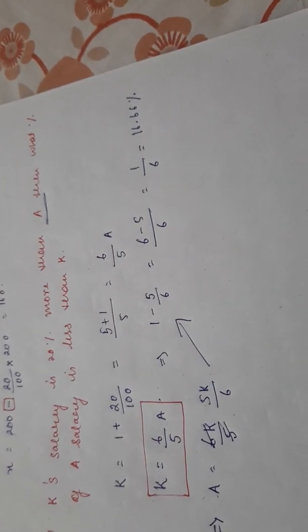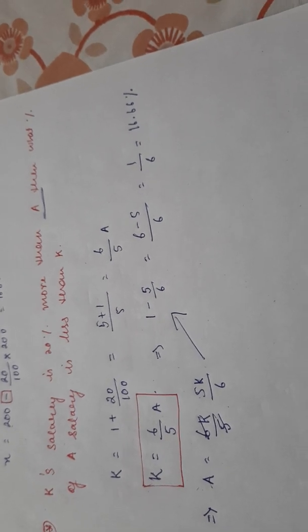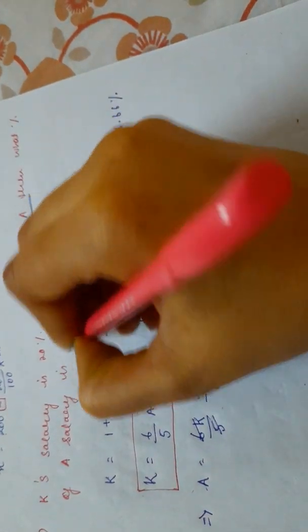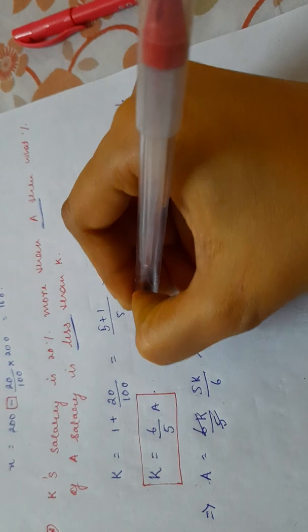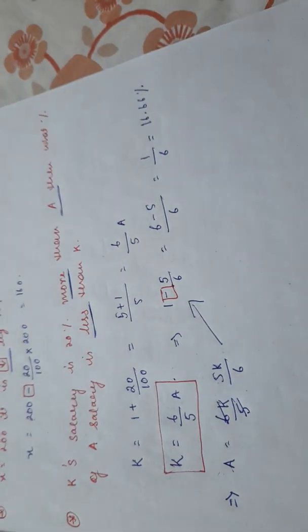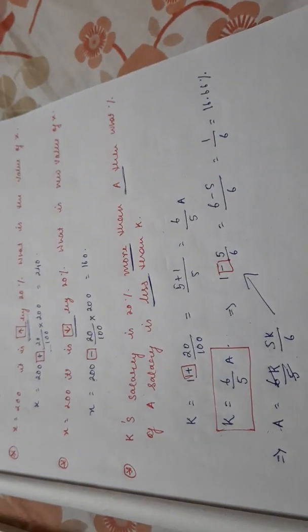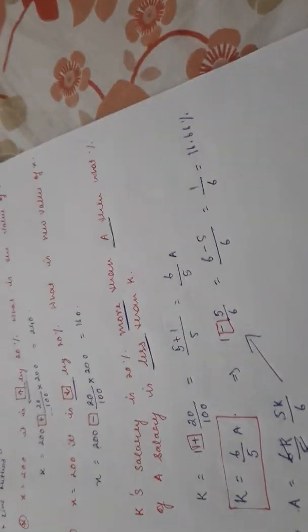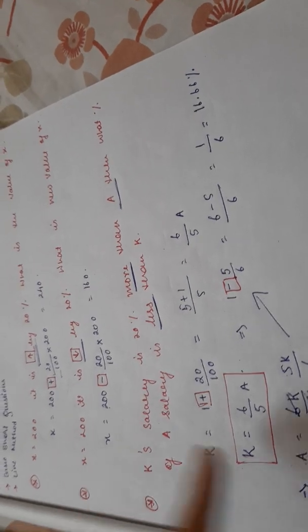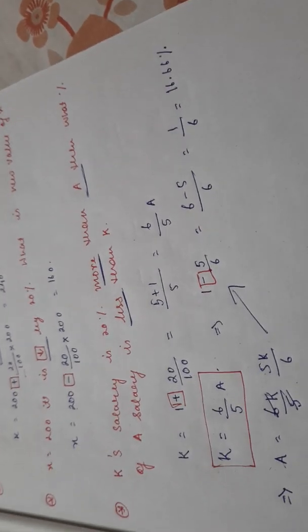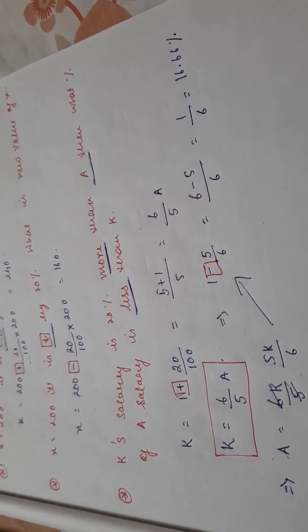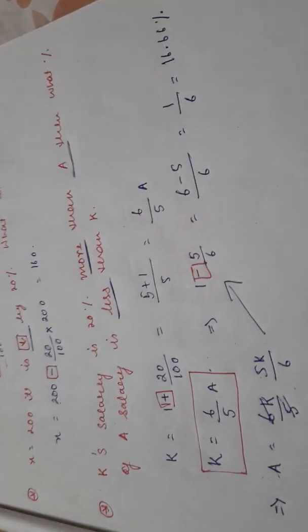K's salary is 20% more than A, then what percentage of A's salary is less than K? As it is said, less than, depreciated, decrease, all we do is minus; more than and increased, all we do is plus. As I have said, the earlier questions were just given to make you understand this type of question, what you should do and what you should not. So as K's salary is 20% more than A, that is K is equal to 1 plus 20 by 100 we did, as it is said more than A.